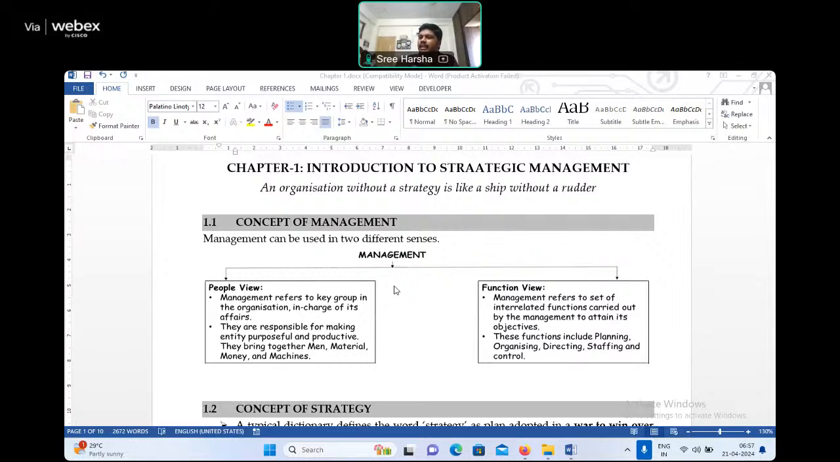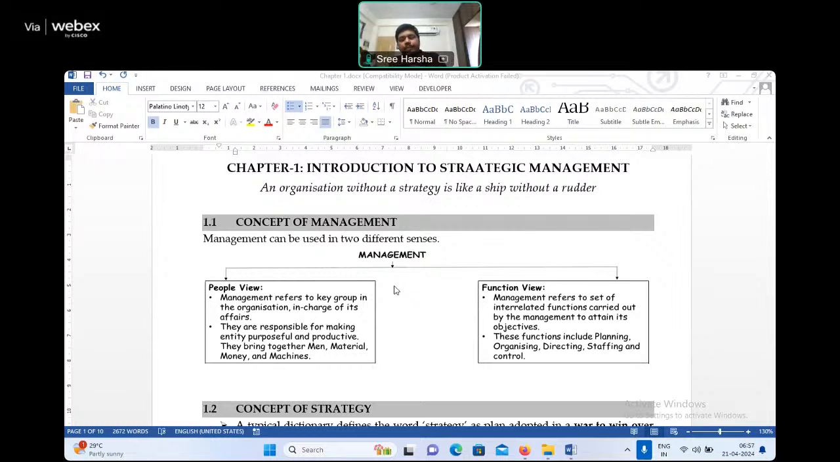Management means we usually refer to 2 things. The people who are managing the company are called management. Managing the company in the sense of any entity. Whenever I say company, it can be a company, partnership firm, sole proprietorship, whatever it is. The people who are managing the business are called management.